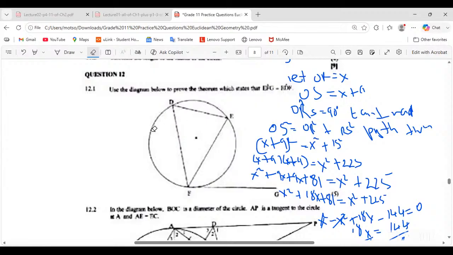Now, this theorem, they say to you, use the diagram below to prove the theorem which states that angle EFG is this angle here, right? Now, it is equal to EDF. EDF is this angle. So with this one, you are required to prove the tan chord theorem that says that the angle between the tangent and the chord, which is exactly this one, is equal to the angle that is right opposite this chord that we just talked about inside this triangle.